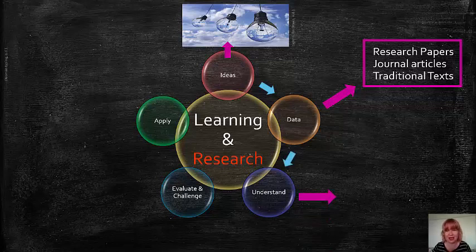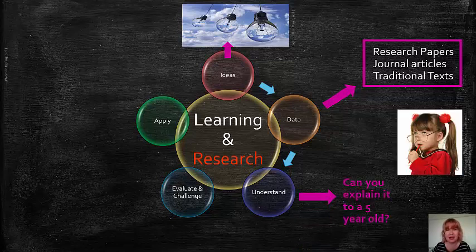Then you need to make sure that you understand what you're reading. So to do that, make sure you can explain it to a 5-year-old. If you can explain the information you've just read or the ideas to a 5-year-old, you know you understand it really, really well. You then need to evaluate or challenge.